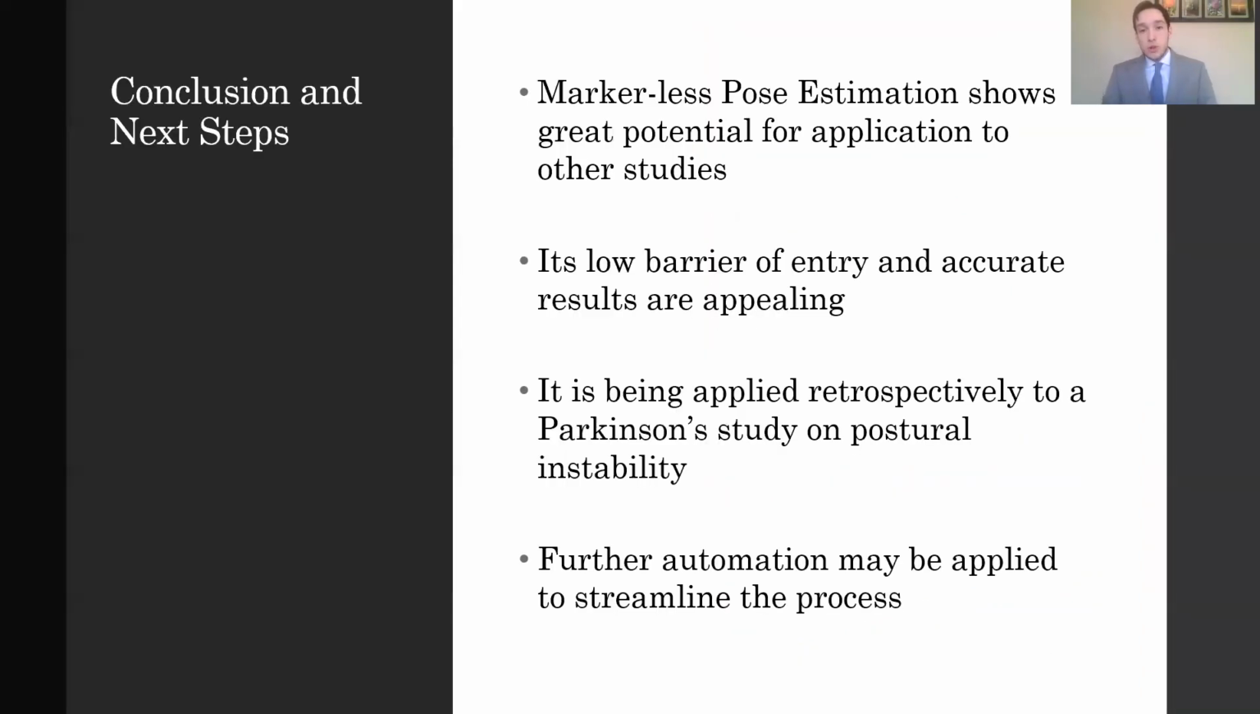And so in the future, taking this to a lot of other studies would be really the desirable goal. It's a low barrier of entry and can be applied retrospectively, like we're doing currently on our Parkinson study for postural instability. And further automation can be applied even to reduce the amount of user input and streamline the process.